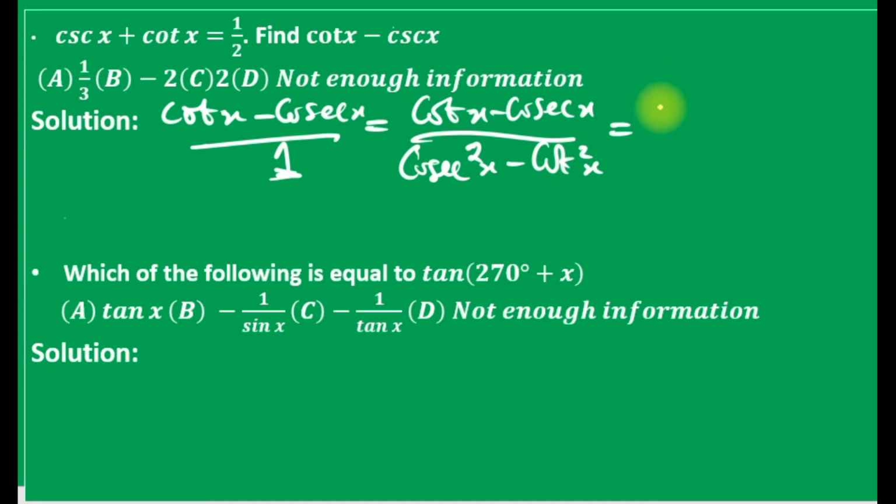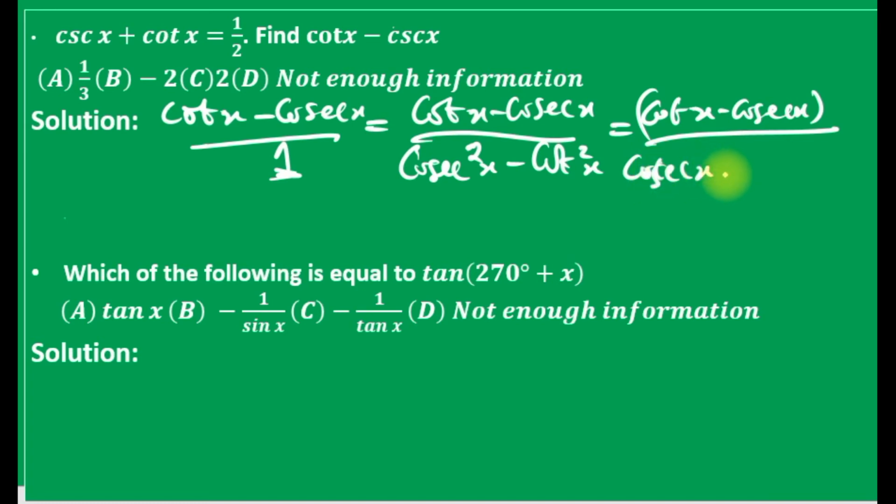So again, this is a difference of two squares. So we can write this as cot x minus cosec x over cosec x plus cot x times cosec x minus cot x. So this is a difference of two squares.